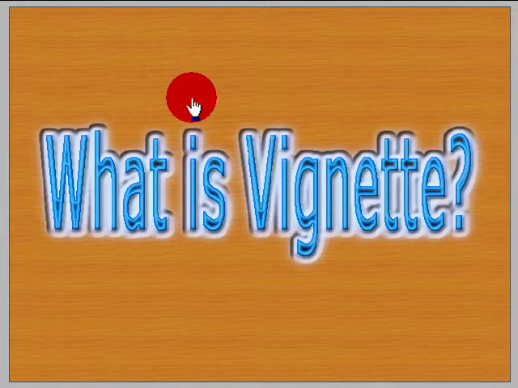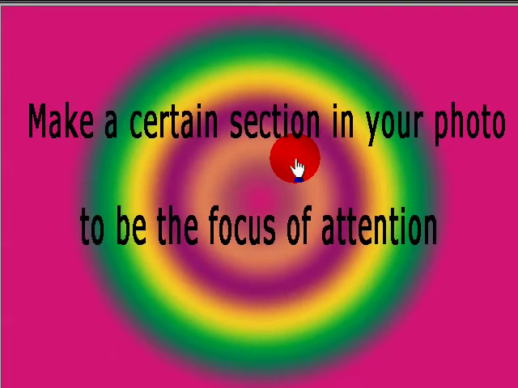What is a vignette? A vignette is a technique to create a blurred, darkened, or lightened impression in the area outside your selection. Now, the goal of this technique is to draw attention to one section of your photo.